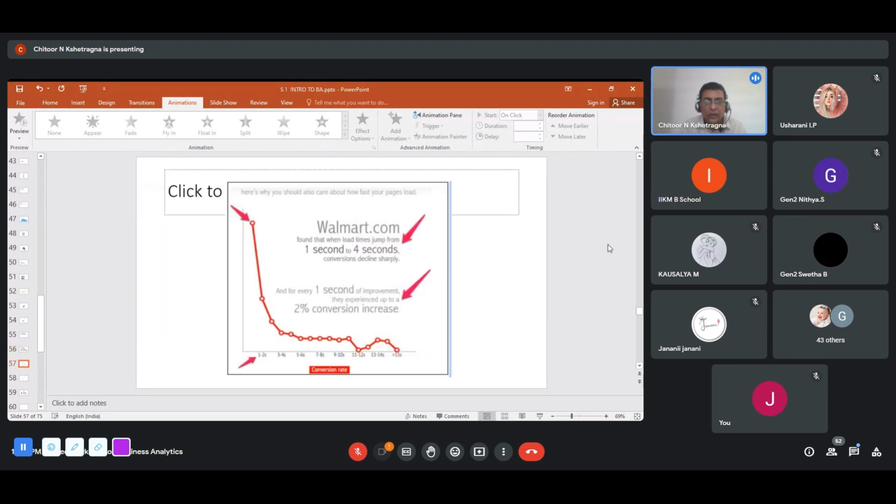Walmart did some study. You know what they found? When the load time jumps from 1 second to 4 seconds, conversions decline sharply. And for 1 second of improvement, they experience up to a 2% conversion increase. We're talking about what? Seconds. And what are we talking of? Loading time. What is a loading time? All of you know what a loading time is.